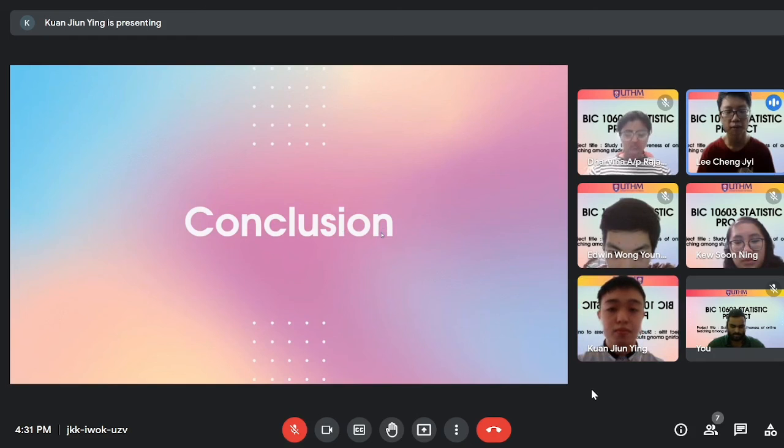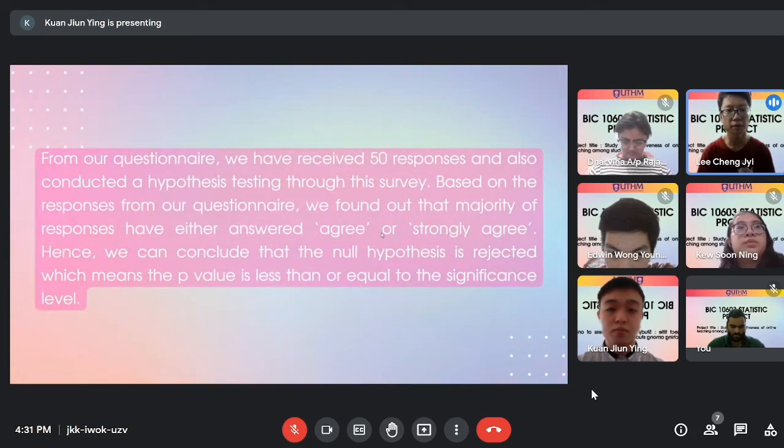Lastly, I'll present the conclusion. Based on our questionnaire, we received 50 responses and also conducted hypothesis testing through this survey. Based on the responses to our question A, we found that the majority of responses were either agree or strongly agree. Hence, we can conclude that the null hypothesis is rejected, which means the p-value is less than or equal to the significance level. That's all from us. Thank you.